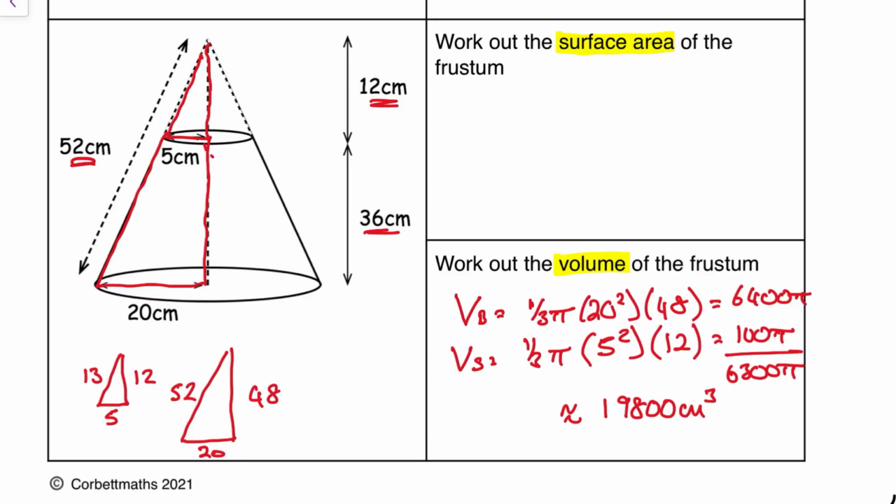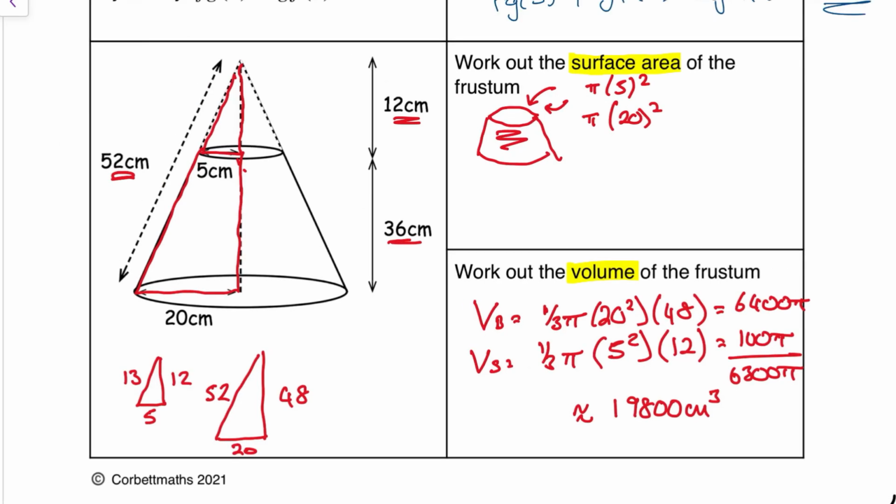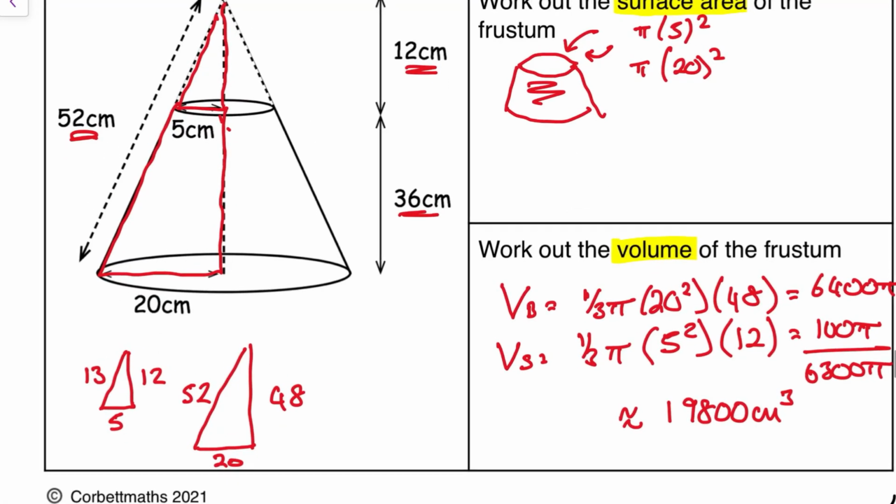Surface area, slightly trickier. So the surface area of the frustum, well, let's draw it because it's easier to talk about then. It's going to be the area of the circle on the top plus the area of the circle on the bottom. So in other words, it's going to be pi times 5 squared plus pi times 20 squared. So that's easy enough. And then the curved bit is going to be the whole curved cone minus a small curved cone.